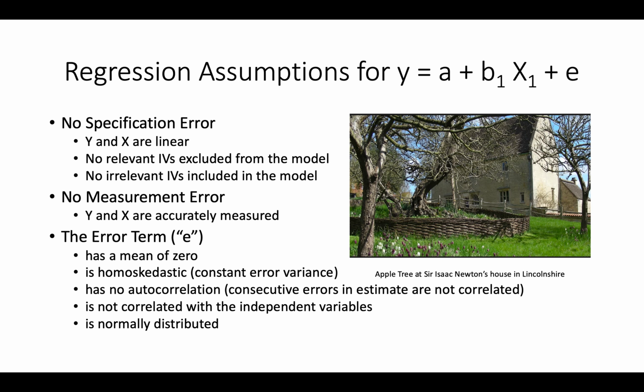The error term has zero mean. The error term is homoscedastic, meaning constant error variance. The error term has no autocorrelation, meaning that the errors in estimating consecutive cases are not correlated with each other. The error term has no correlation with the independent variables, and the error term is normally distributed.